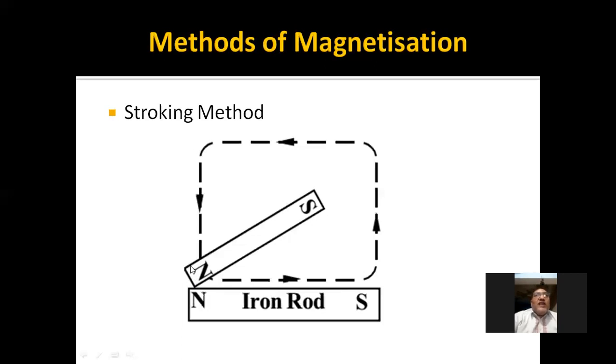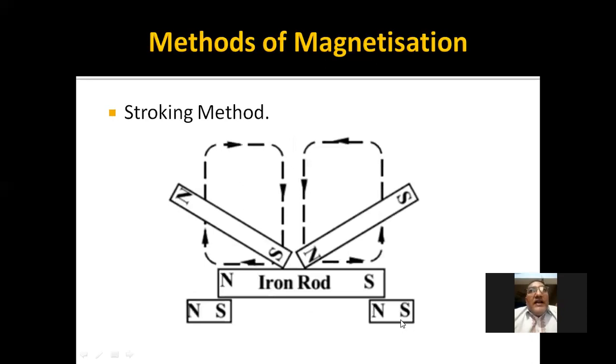So when you are doing this with the north, if you are stroking the north in this way, what will happen? An opposite pole will appear here. Here the south will be created, and here the north will be created. If, for example, you have been doing this with the help of a south pole, and you're doing the same strokes with the south, what will happen? A north pole will be induced here, and a south pole will be induced here. I hope that you have understood.